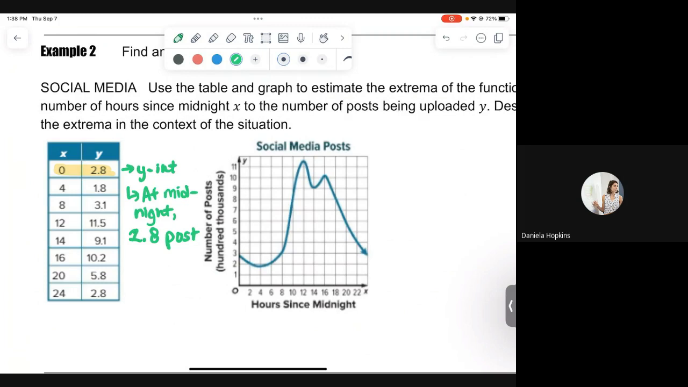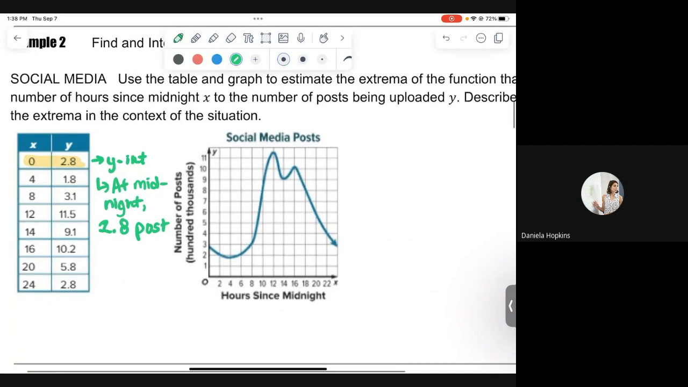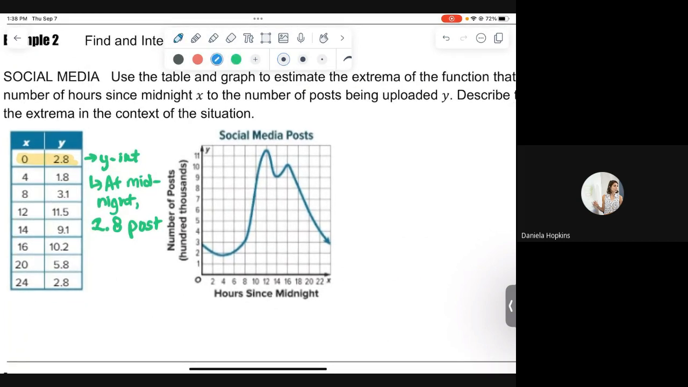Okay, so this is actually just asking us about our extrema. So let's go through and look for our maximums and minimums. I'm going to start with our maximum. I do see an actual maximum right up there. We don't really have to estimate because we can look on that table next to it. So our maximum is at 12, 11.5.